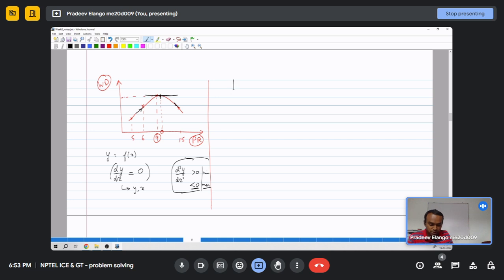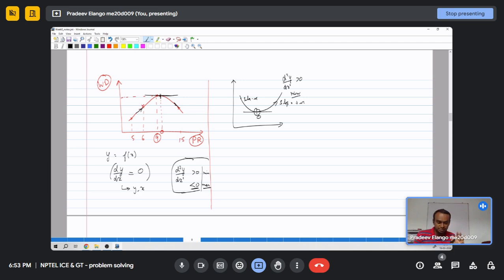In case of a minima, the curve would be something like this. At this point the slope is 0, here the slope is positive, and here the slope is negative. So at this point the rate of change of slope is positive. So here we will get d square y by dx square is greater than 0, that means minimum value.